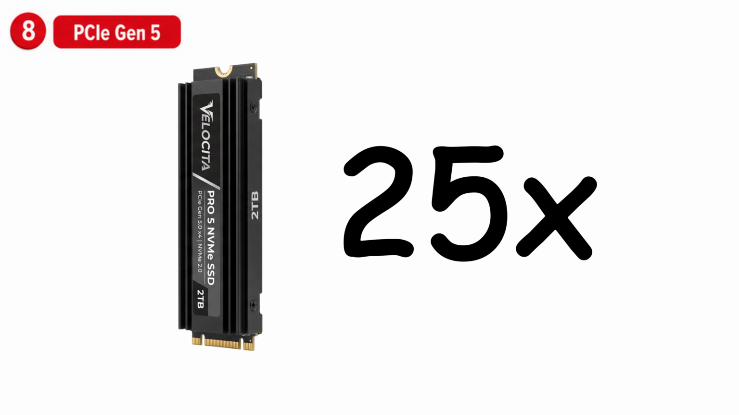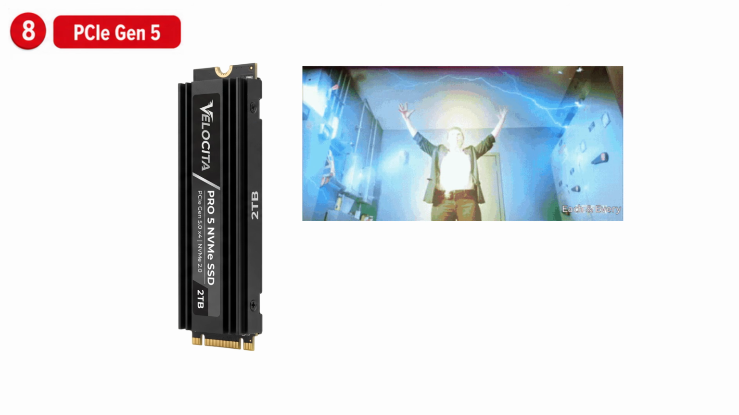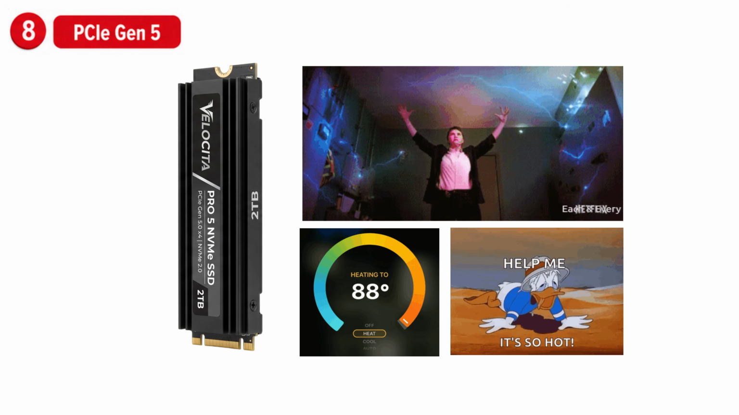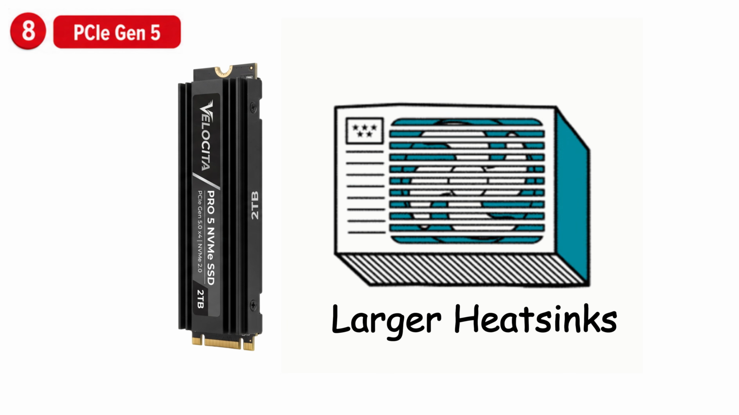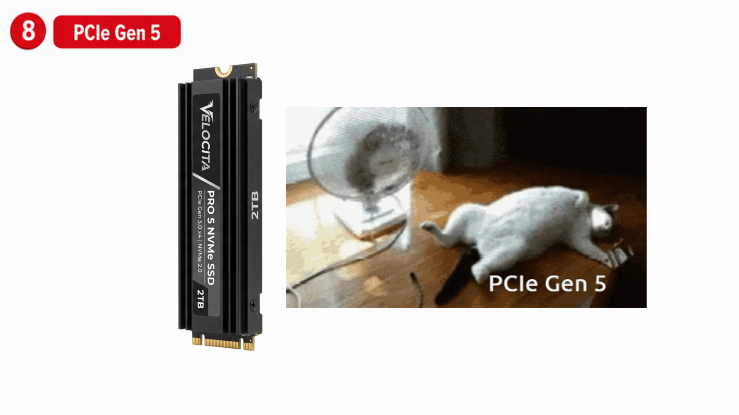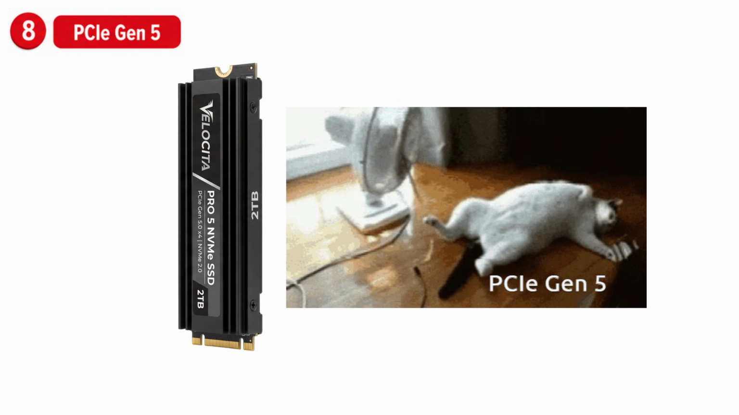The trade-off, however, is increased power consumption and heat output. Some Gen 5 drives can draw more than 10 watts under load, prompting manufacturers to use larger heat sinks. Consequently, your SSD may require cooling solutions typically reserved for processors.